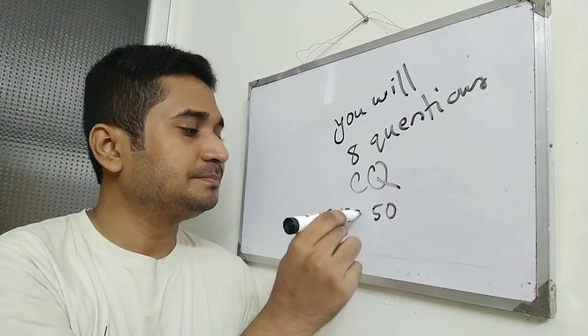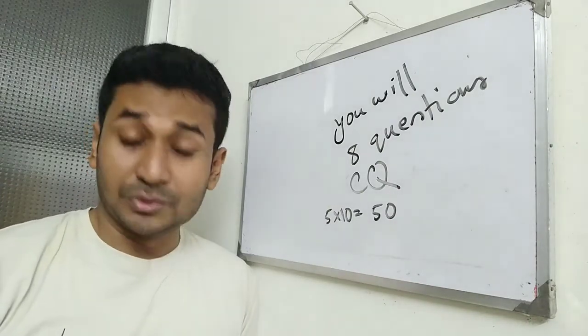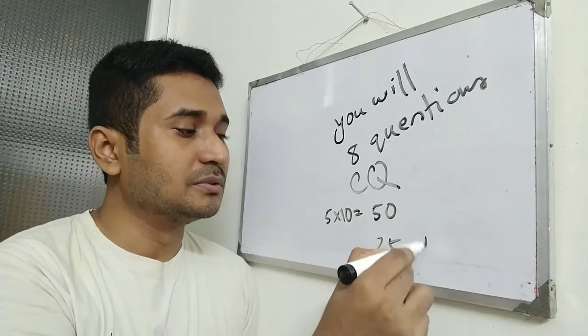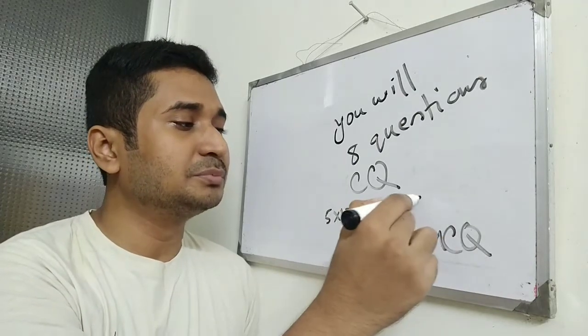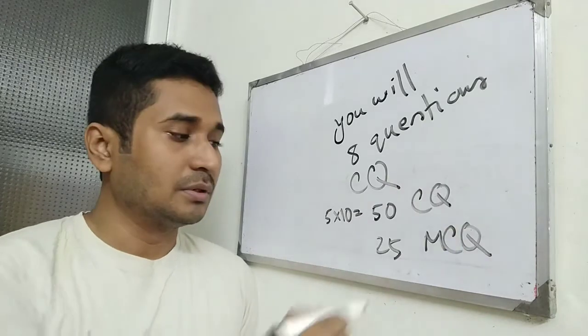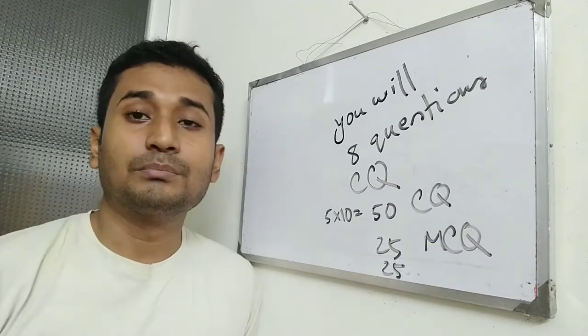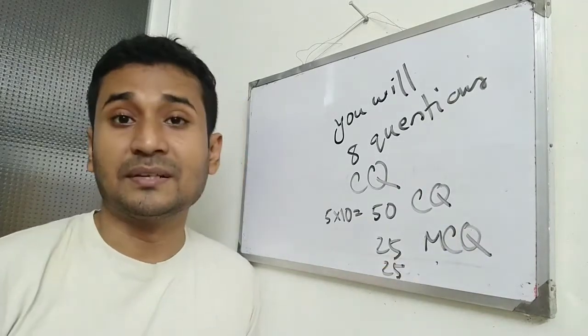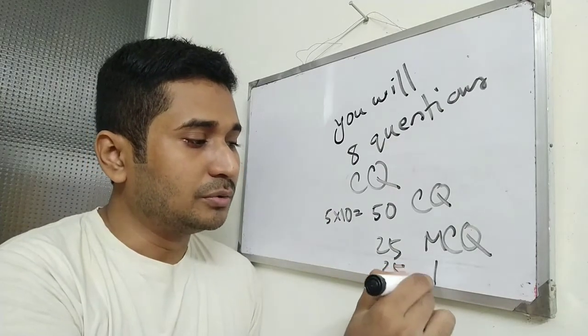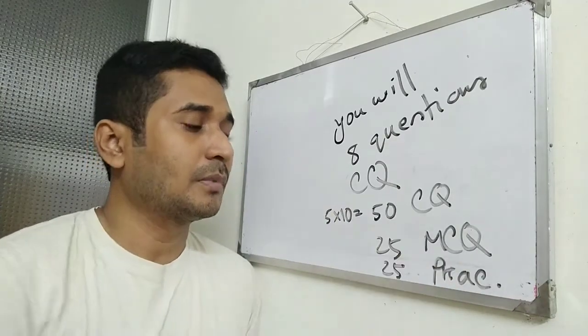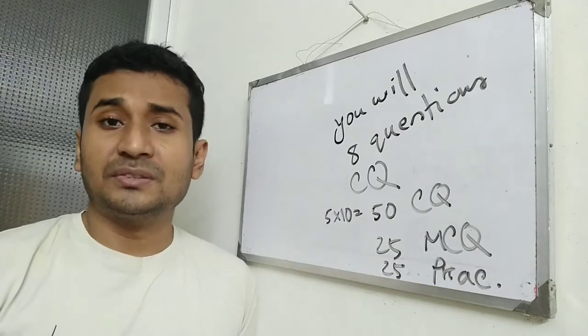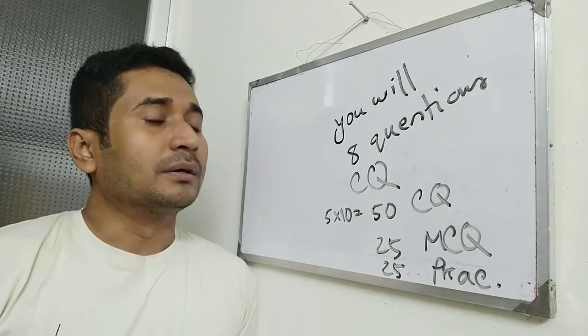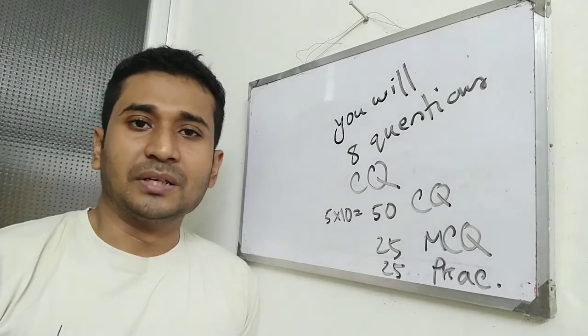5 tens are 50, and 25 is on MCQ, 50 on CQ, and the rest of the marks are on practical as well, according to SSC. So that's your marks distribution. And the second paper, same thing.